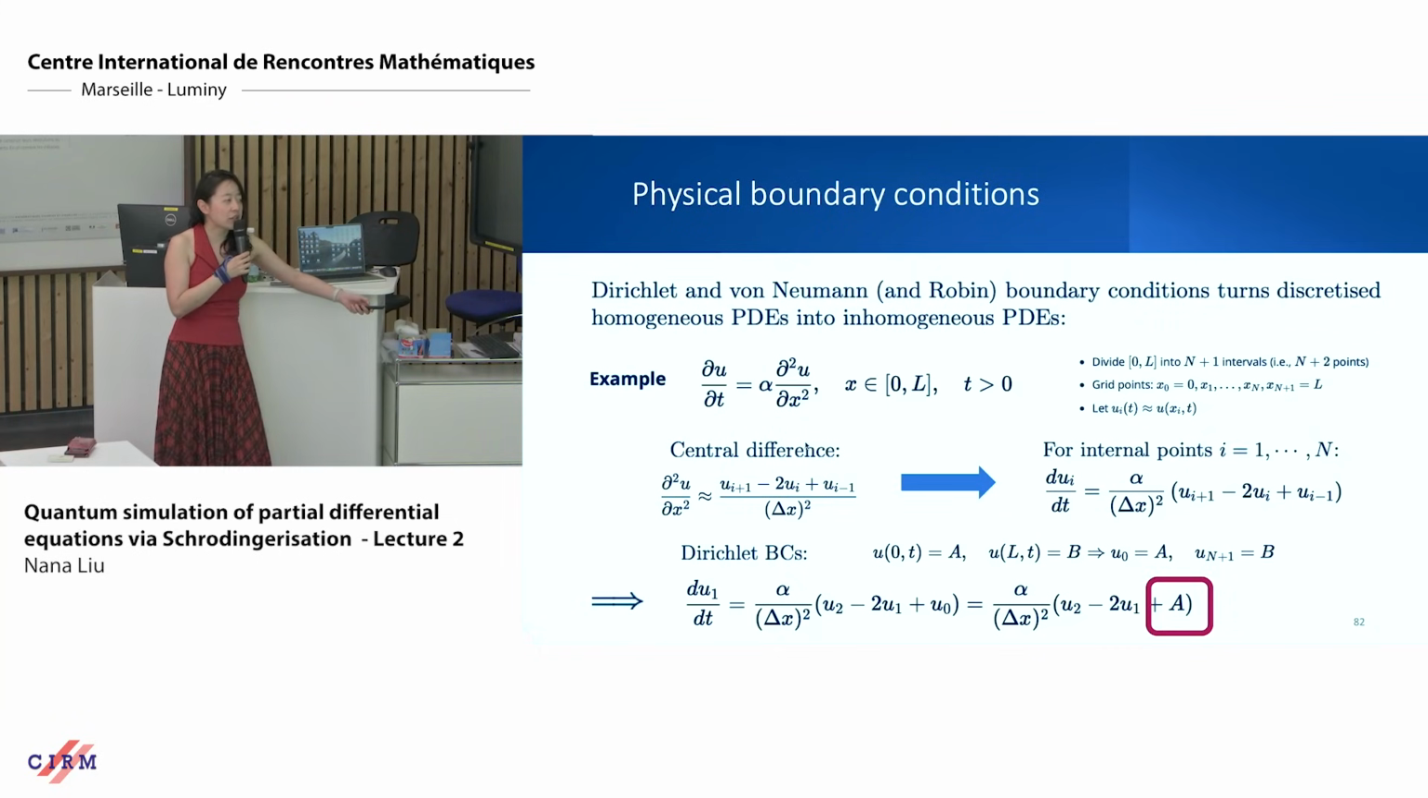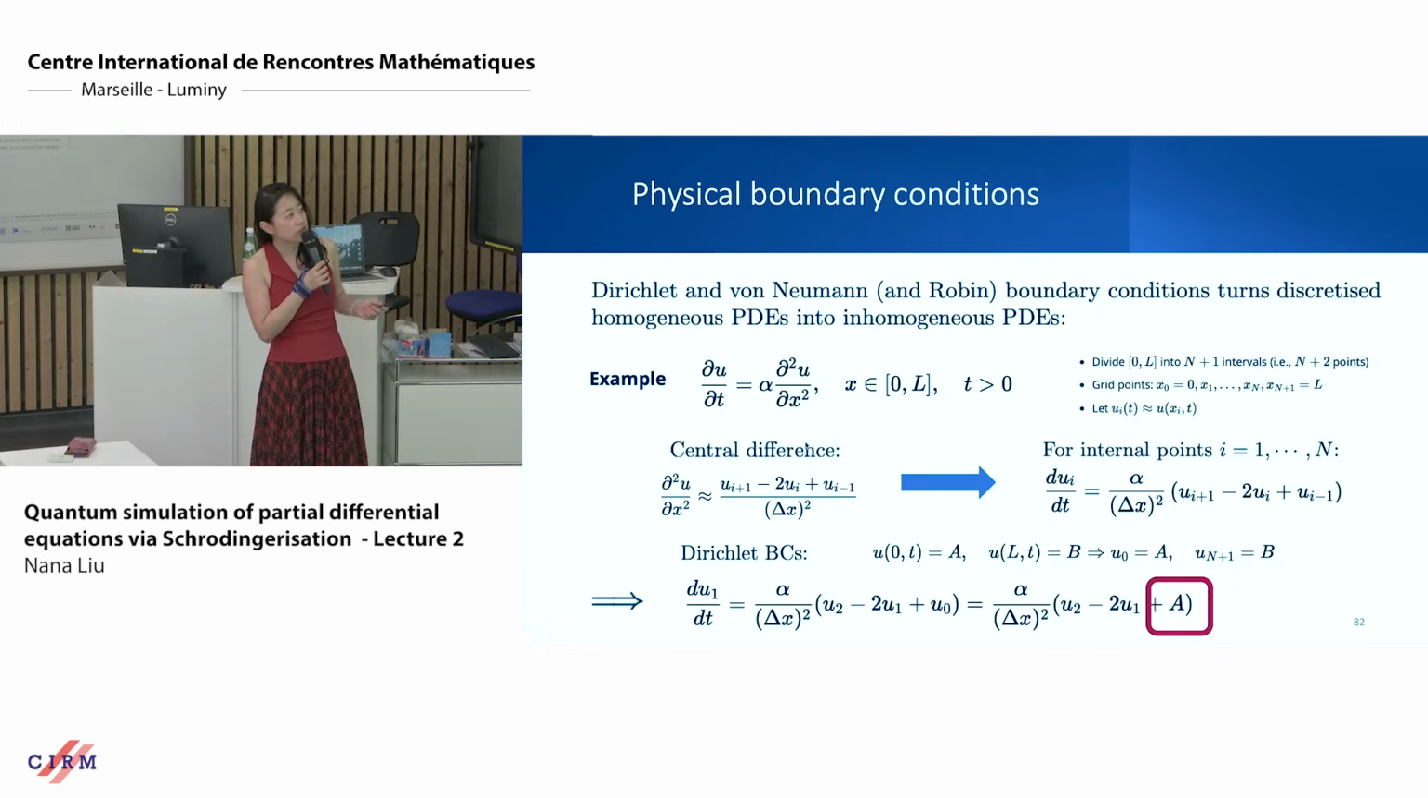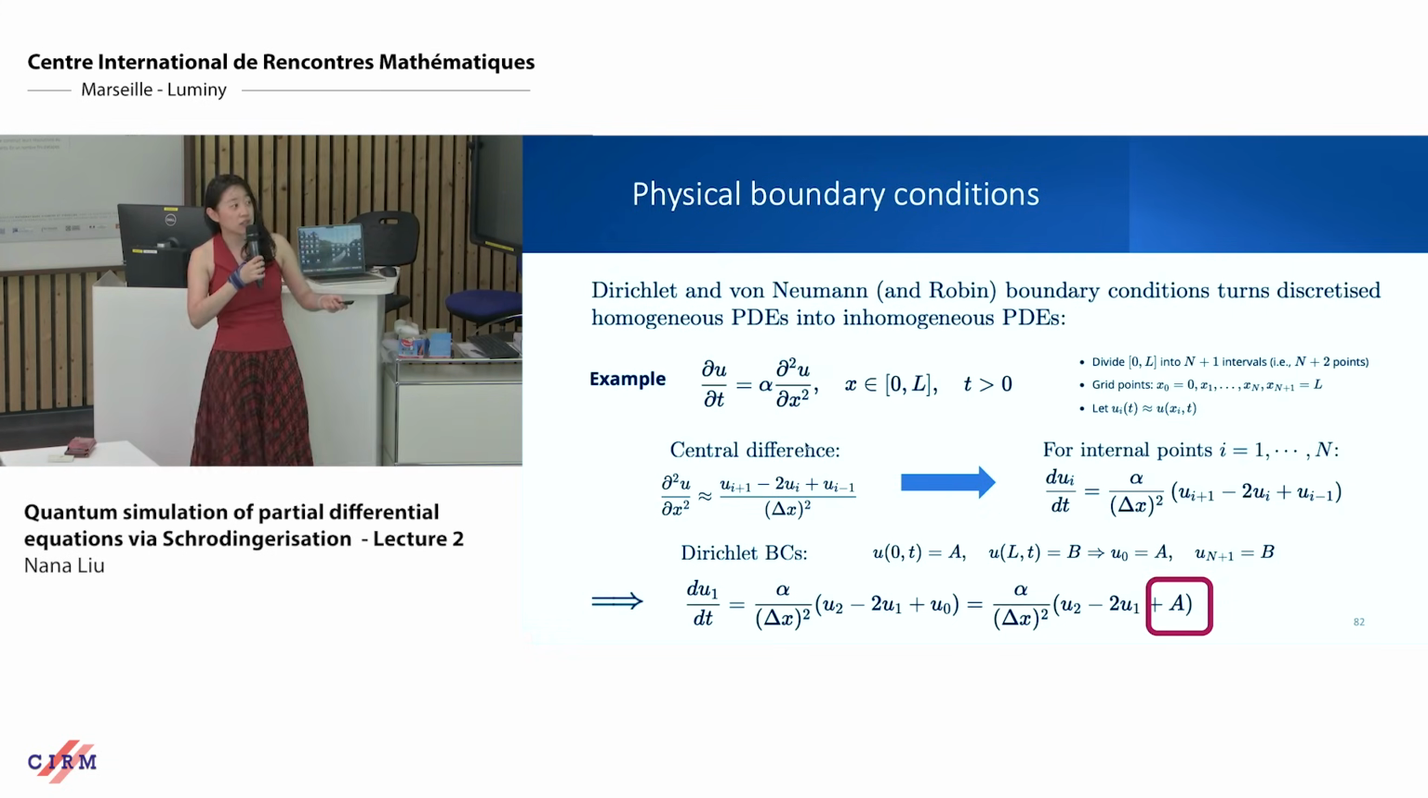Another example, we have physical boundary conditions, like Dirichlet or Neumann, and also of course Robin boundary conditions. What it does is that it turns discretized homogeneous PDEs into inhomogeneous PDEs. As an example, again we have the heat equation. We divide into grids, and suppose we use central difference schemes. Then for all the kernel points, meaning ones not at the boundaries, it behaves according to how we think.